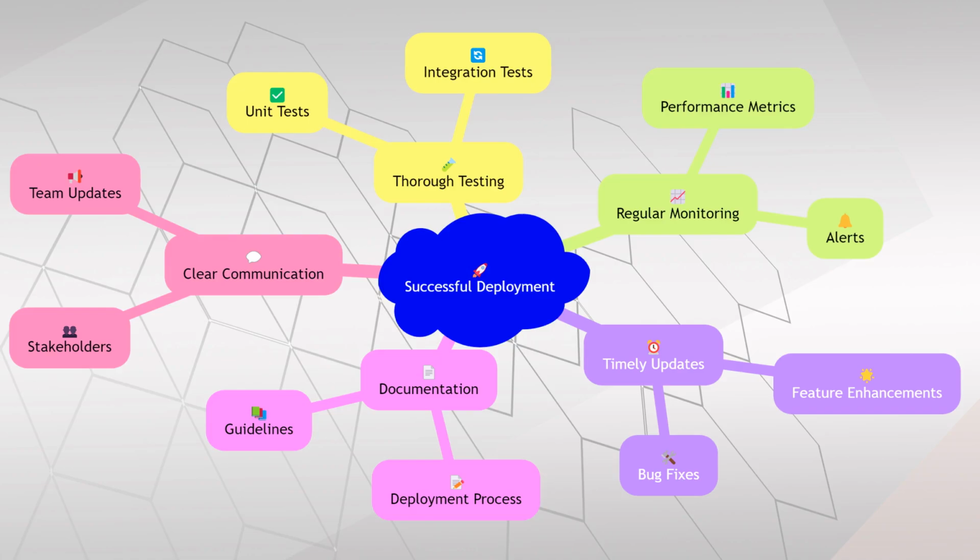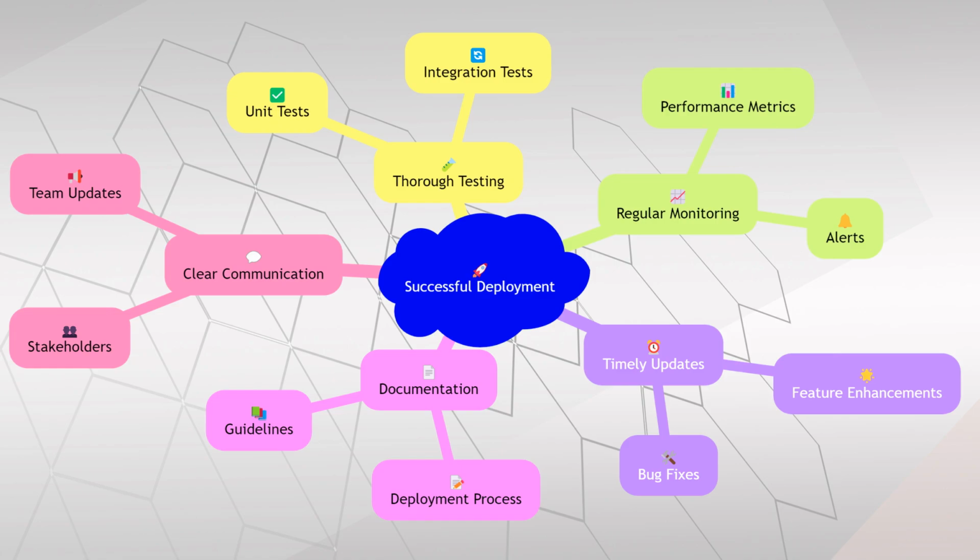To ensure a successful deployment, it is essential to follow best practices. These include thorough testing, regular monitoring, and timely updates. Additionally, it is crucial to document the deployment process and maintain clear communication with all stakeholders. By following these best practices, you can ensure that your model performs well in a production environment and continues to deliver value over time.